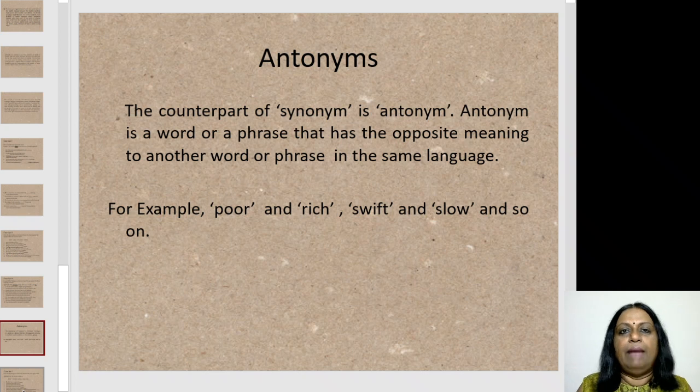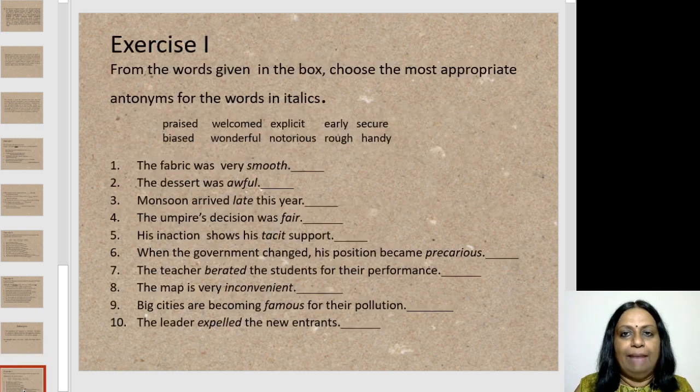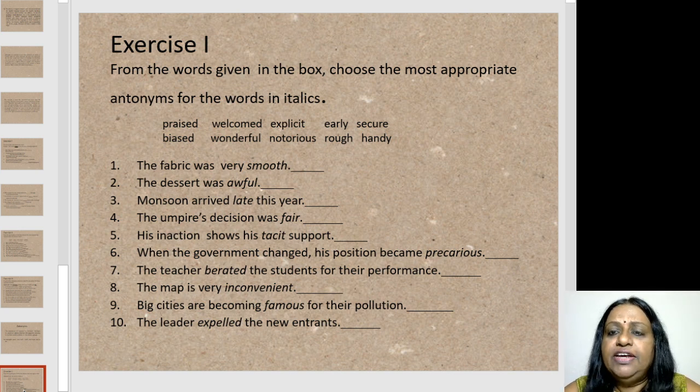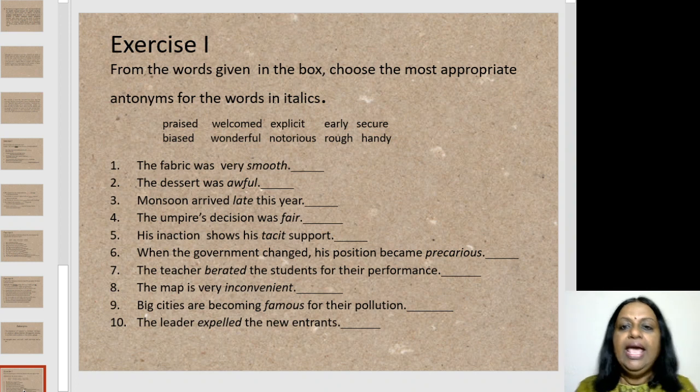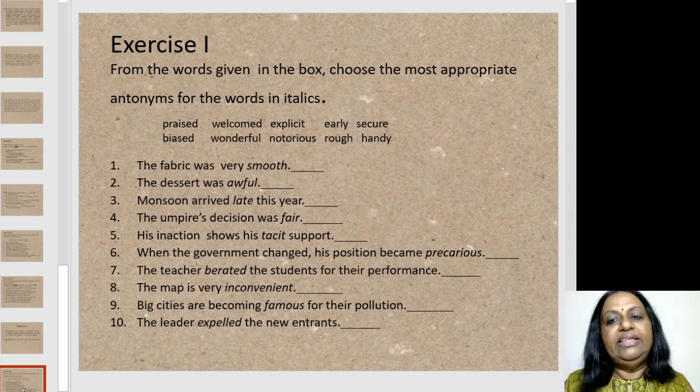Okay, so let's do some antonyms too, because antonyms are also a very important strategy to build your vocabulary. Let's do exercise 1 from your textbook. From the words given in the box, choose the most appropriate antonym for the words in italics. Just like we did with synonyms earlier, now we are going to do with antonyms, opposite words with opposite meanings. Okay, let's again read the words that are given to us for pronunciation. It will help us be fluent.